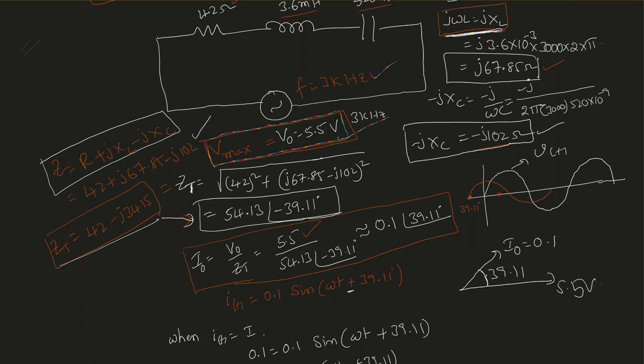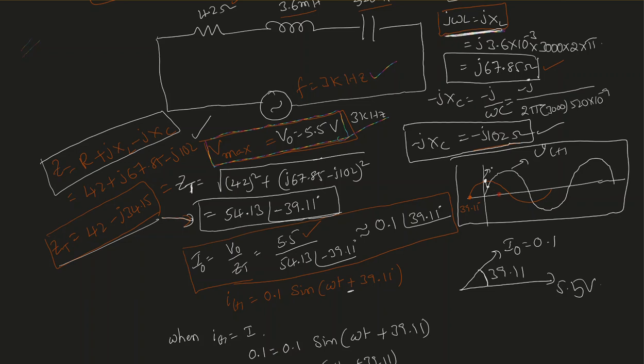Now this is a positive angle. That means my current is leading the voltage by 39.11 degrees. So when you draw it as a waveform, my current starts 39.11 degrees before the voltage. Basically, the current is going to be maximum somewhere here. When the current is maximum, what is the voltage? That's what he's asking about.